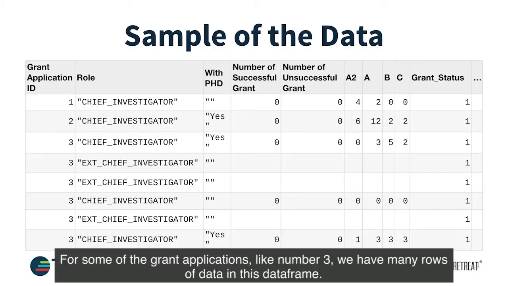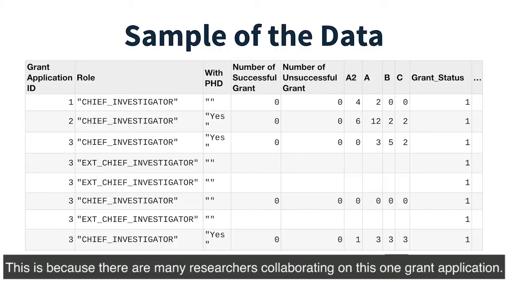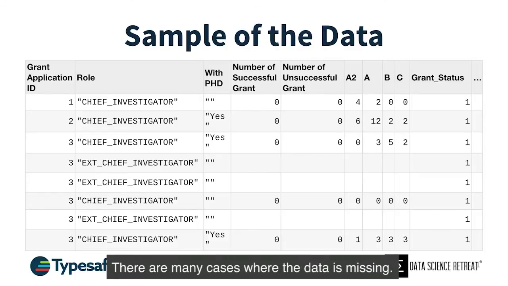For some of the grant applications, like number 3, we have many rows of data in this data frame. This is because there are many researchers collaborating on this one grant application. There are also many cases where the data is missing.